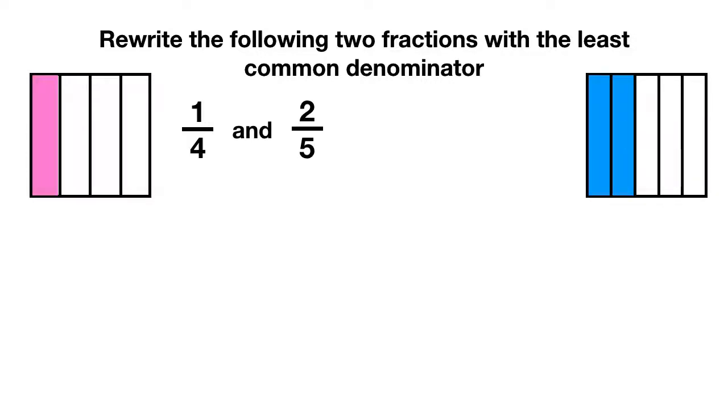Now the problem asks us to rewrite the fraction with a common denominator. The denominator of a fraction is the number on bottom. So here we're looking at a 4 and a 5. We need to start by figuring out what we should change these denominators into. To do this, we look for something called the least common multiple, or LCM for short.